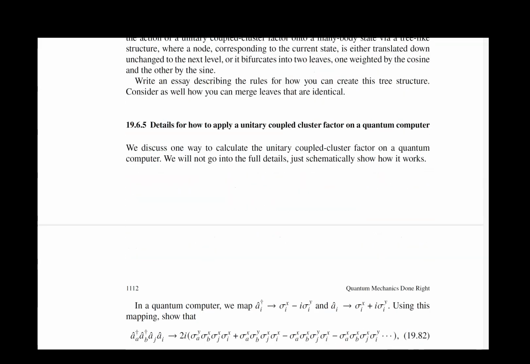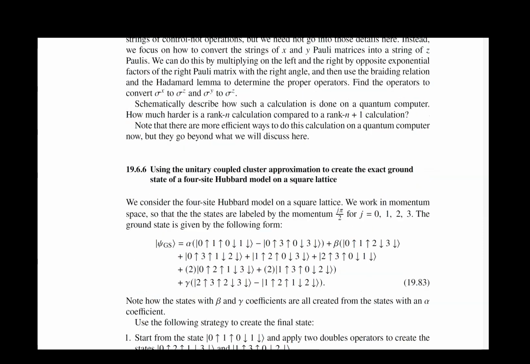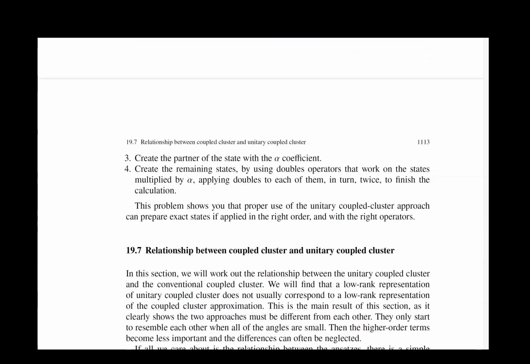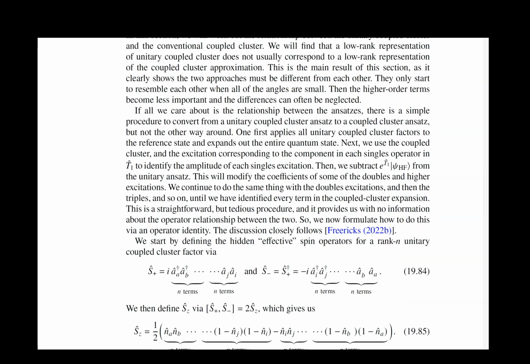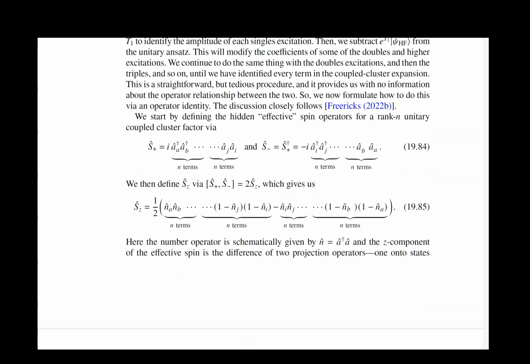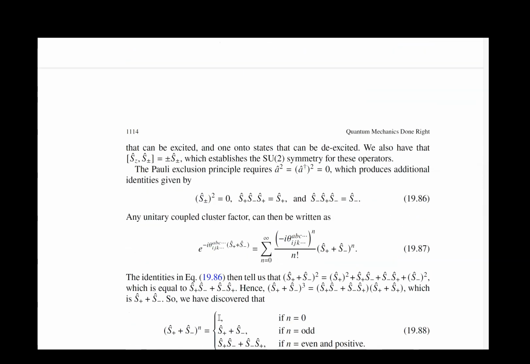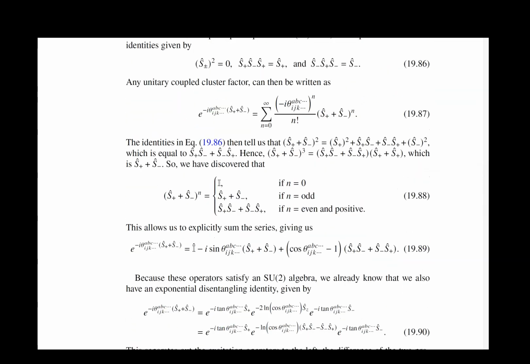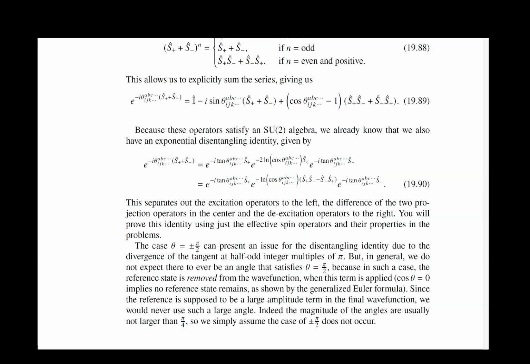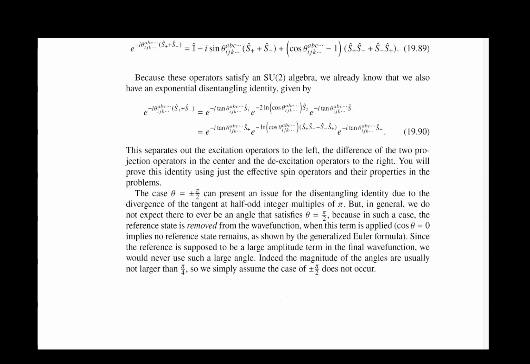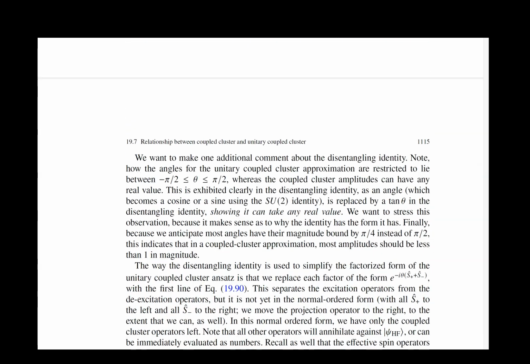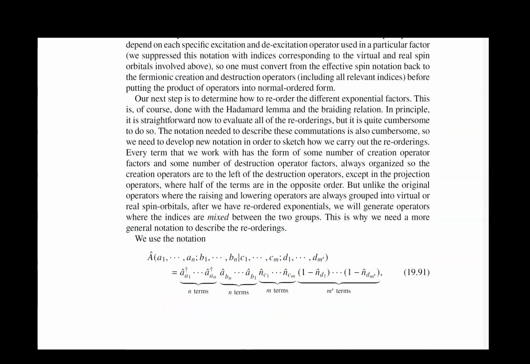Then in the last section, we use our exponential disentangling identity to show us how unitary coupled cluster and conventional coupled cluster relate. This is possible because we have this SU2 symmetry for these unitary coupled cluster factors. That means we can use exponential disentangling. And it's really beautiful the way in which this works out. And I think that this is just really cool. It again is putting together a lot of the ideas that we've developed in the chapter, and I like the way it all fits together.